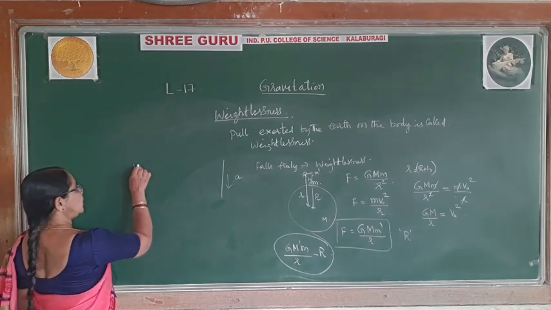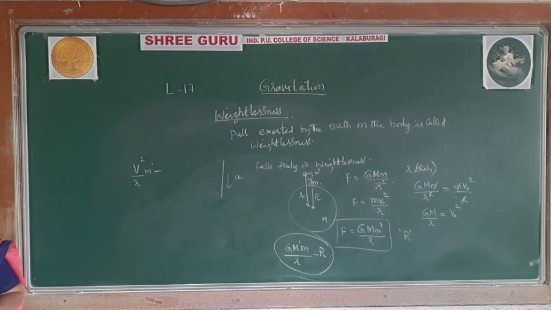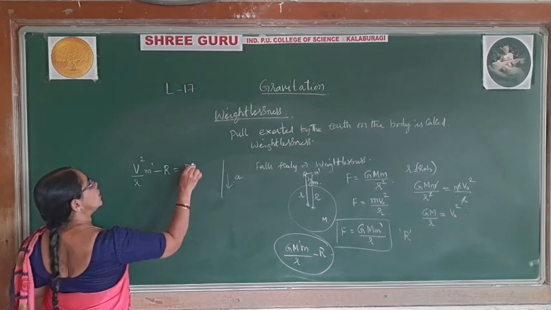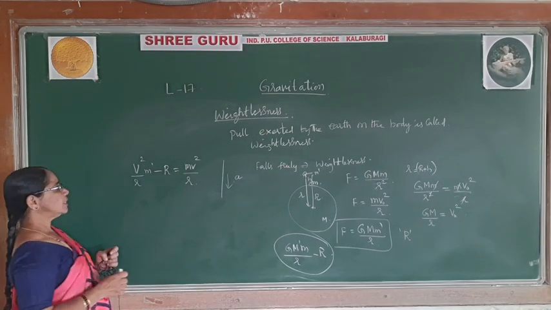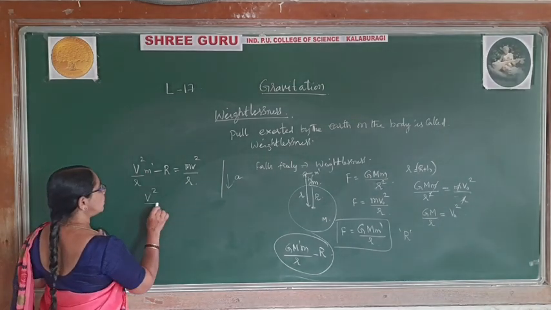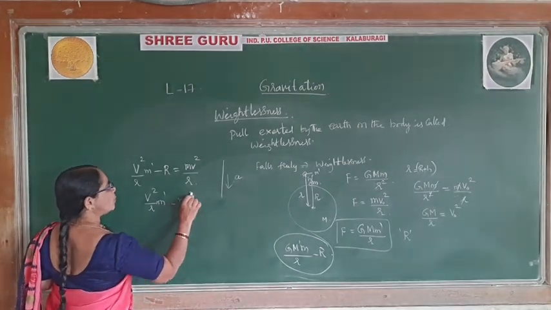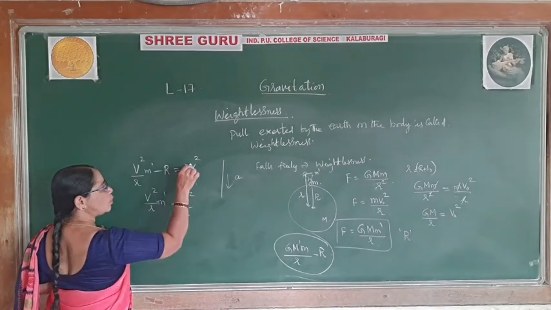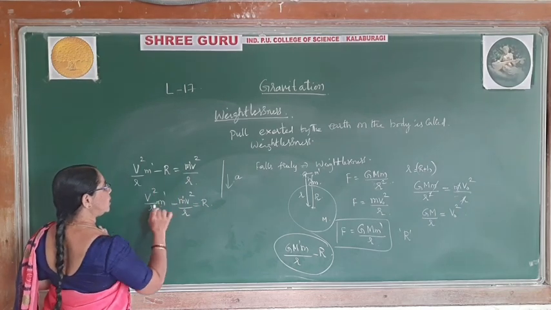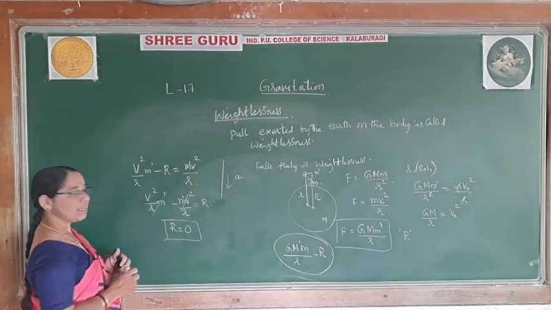So at that position, G M m dash by R square minus R is equal to m dash v square by R. If you take this to this side, G M m dash by R square minus m dash v square by R, where the person inside the satellite has mass m dash, is equal to R. Since this cancels here, R becomes 0. So the reaction force inside the satellite is equal to 0.